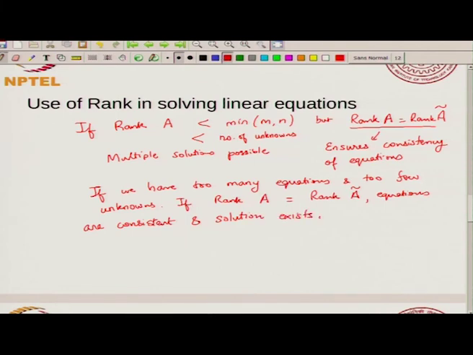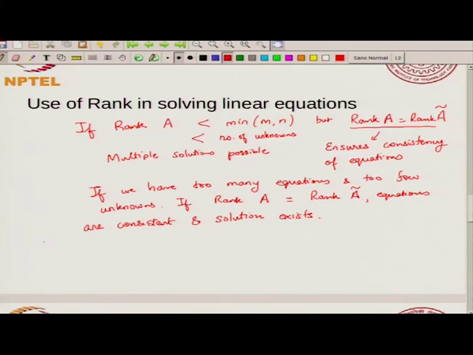Okay, so if you have too many equations and too few unknowns, but the equations are consistent, then the solution will exist. Even if you have too many equations, so long as you have rank of A equal to rank of A tilde, you are guaranteed a solution. Now if you want a unique solution, then the number of unknowns should not be less than the number of equations. Then you can ensure that the solutions are consistent. If you have too many unknowns and too few equations, then multiple solutions.